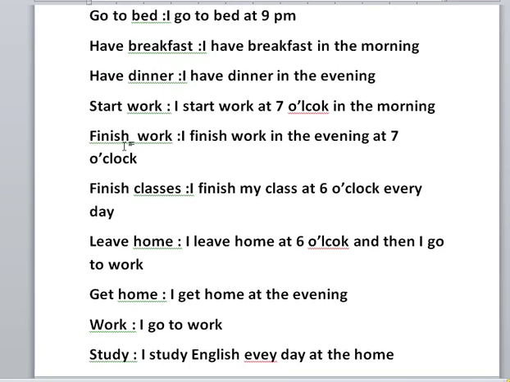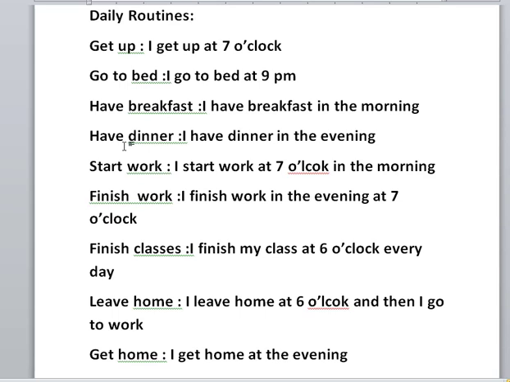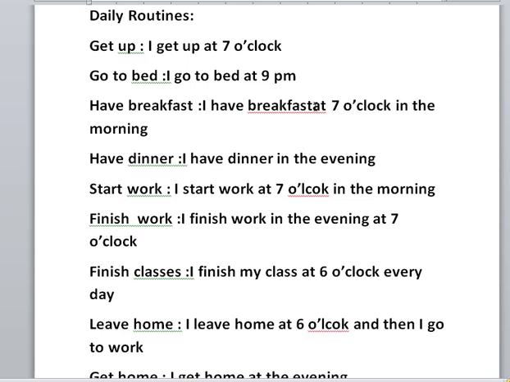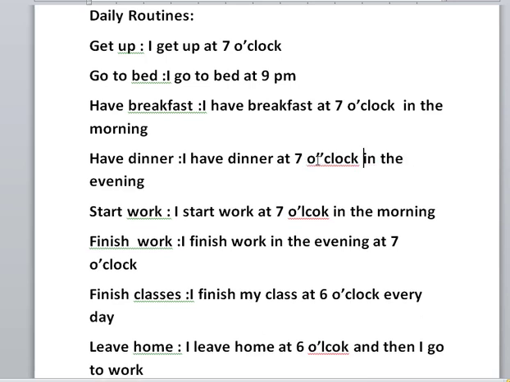Daily routine is: I get up at 7 o'clock. I go to bed at 9 o'clock. Okay. I have breakfast in the morning. Or you can say, I have breakfast at 7 o'clock in the morning. Okay. I have dinner at 7 o'clock, at 7 o'clock in the evening.